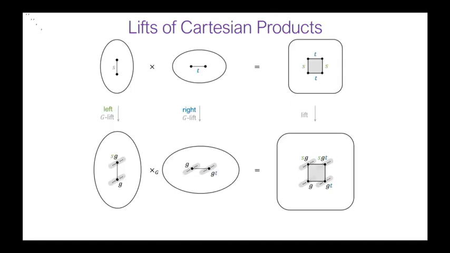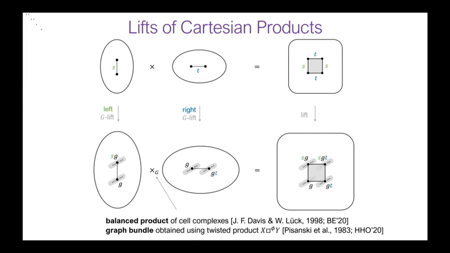And actually, the idea is very simple. Hypergraph product codes, in terms of graph theory, this is just a Cartesian product of graphs, yes? And what we do, we just lift the Cartesian product of graphs. And the same thing, I should say, can be explained as a balanced product of cell complexes, and it can also be explained as graph bundles.